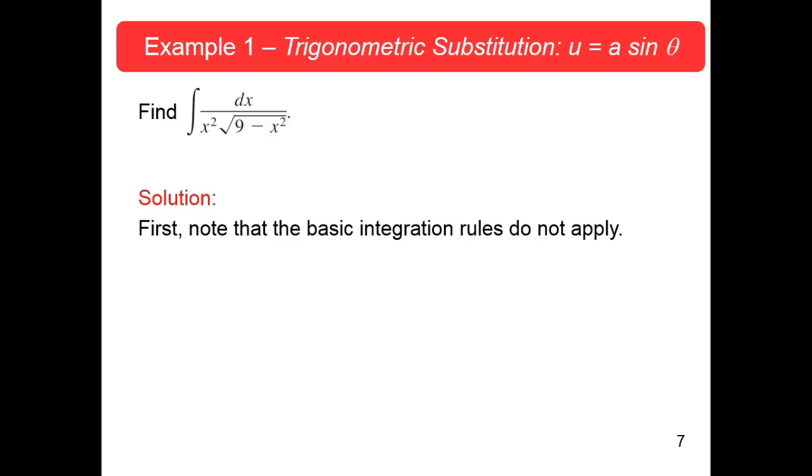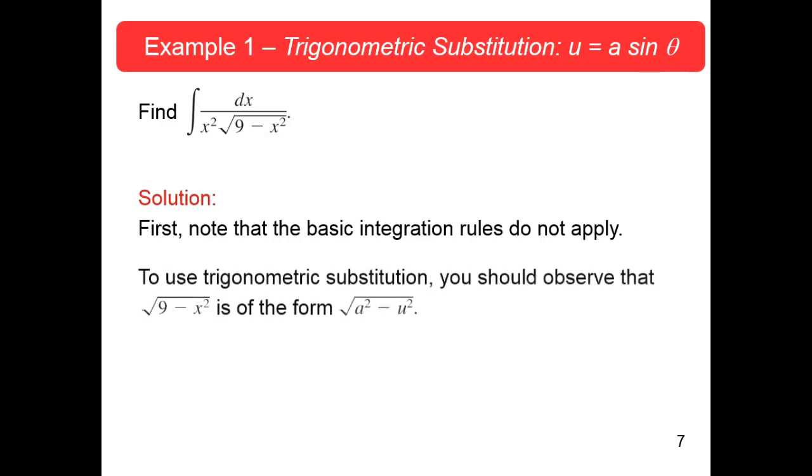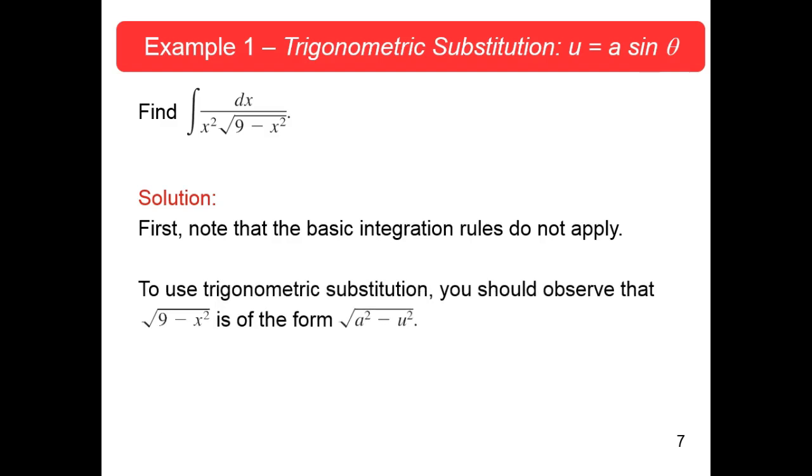Now, if that was a 2x dx in the numerator, yeah, we could do something with that substitution. It's not. It's just a dx. So, usual integration rules, power rules, that kind of stuff, not going to help us here. But the radical in there is of one of those forms that is square root of a squared minus u squared, where a is 3 and u is x. Okay? With that in mind, then, we do a trig substitution.